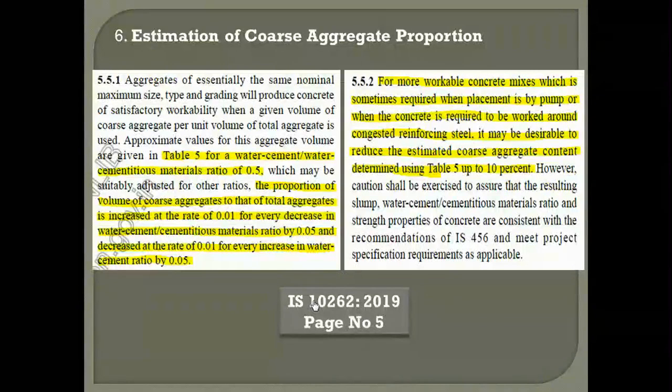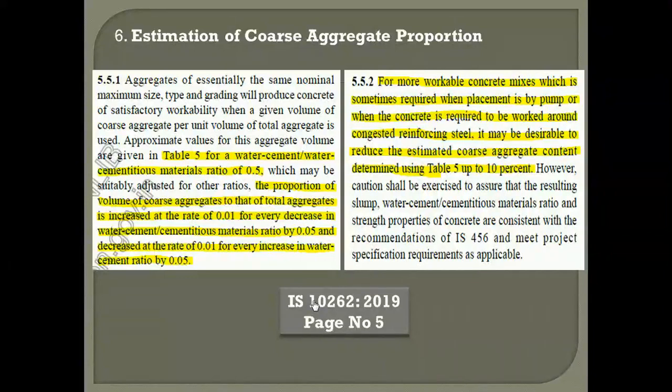So next is estimation of coarse aggregate. Here, the first step we did was target strength, second step we found the water cement ratio, third step we found the estimation of the air content, fourth step we found the calculation of the water, fifth step we found the calculation for the cement content, and sixth step we are finding the estimation of coarse aggregate.